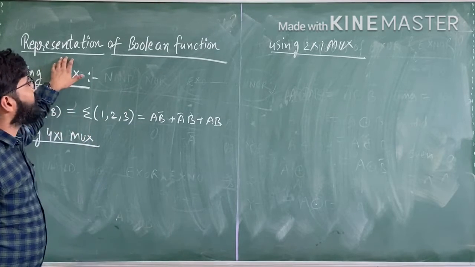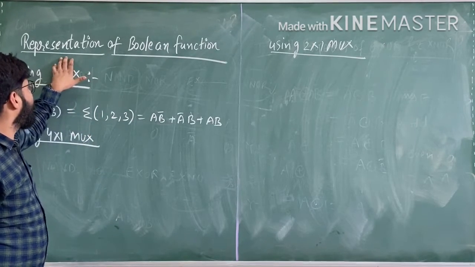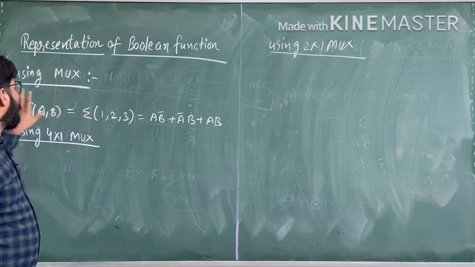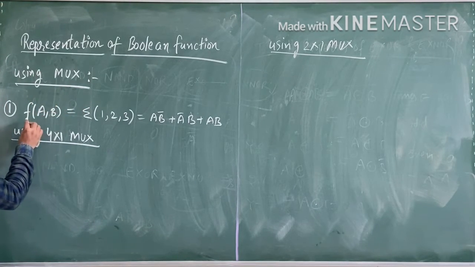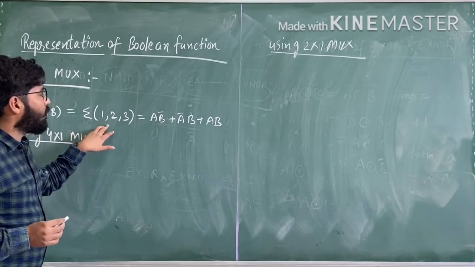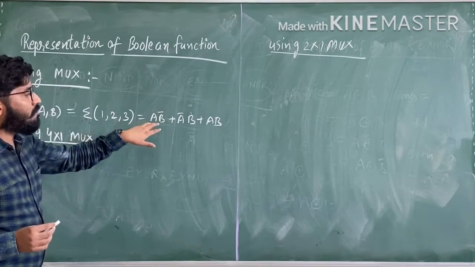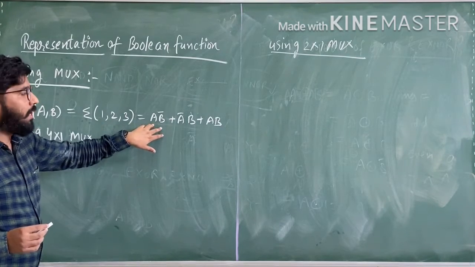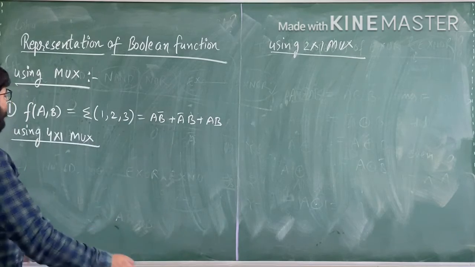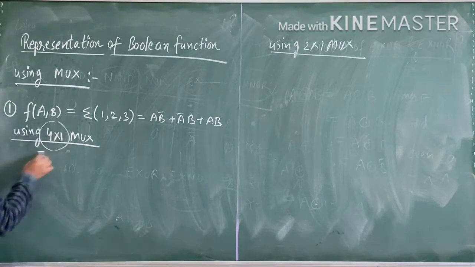Today I am going to discuss representation of Boolean function using mux. Okay, so this topic will be understood by the question. Suppose we have a function f(a, b) which is given as summation 1, 2, 3, which is also given as a b complement plus a complement b plus ab. You have to implement it with the help of a 4 cross 1 mux.